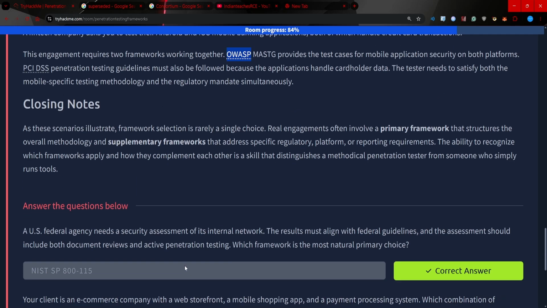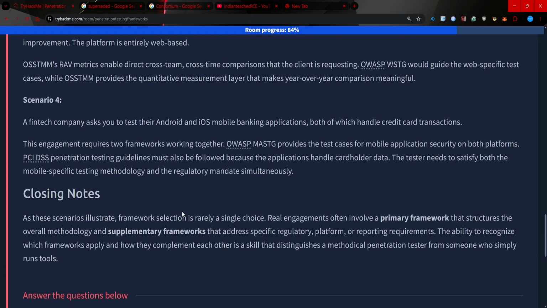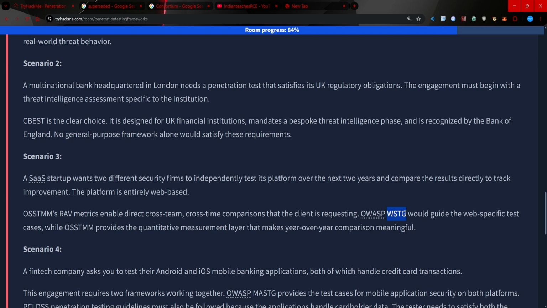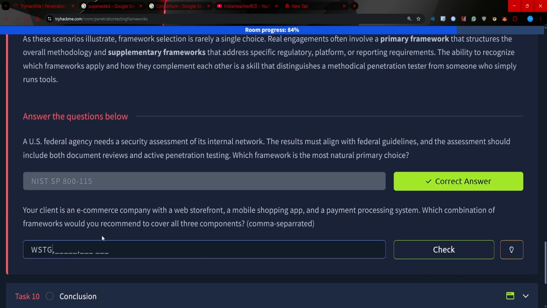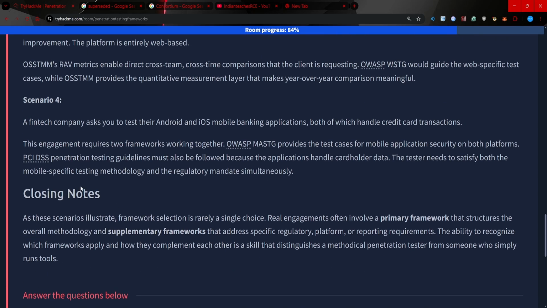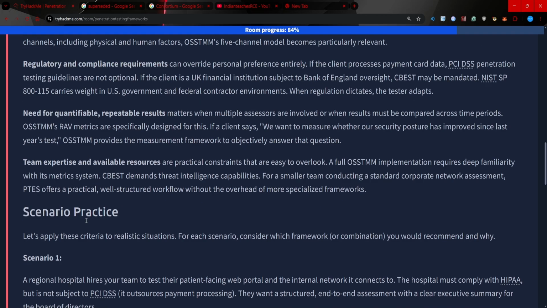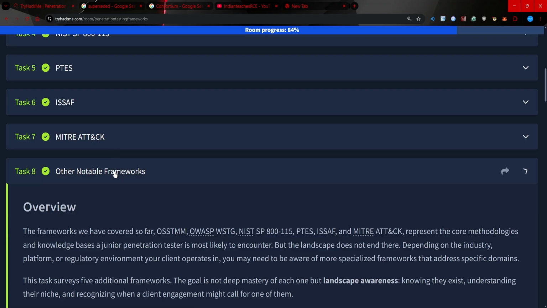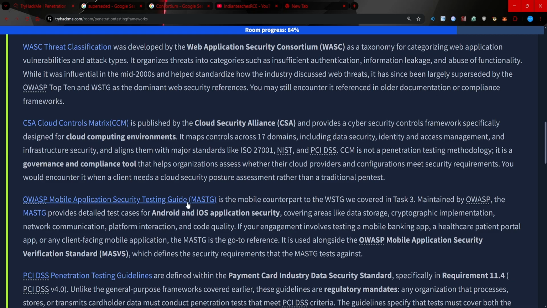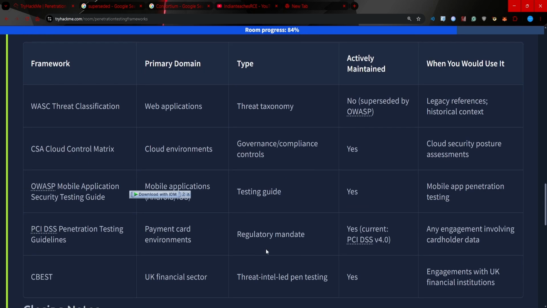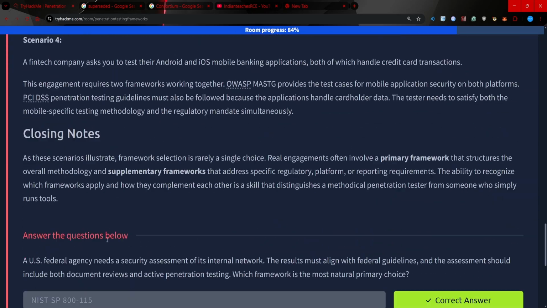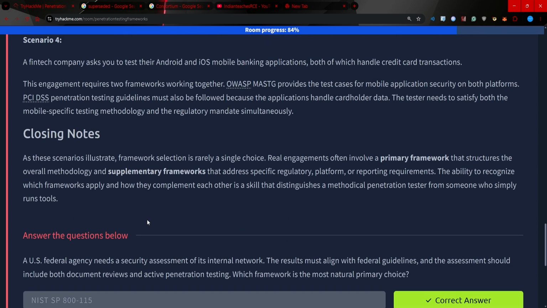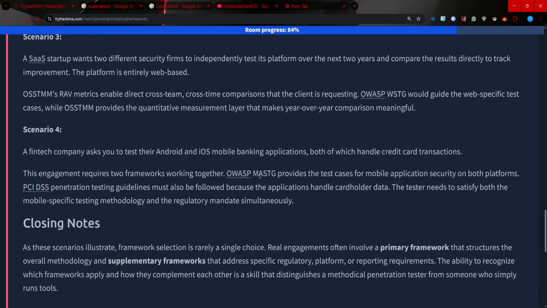Why can't I copy this? Okay. And now why is it not OWASP? Okay, you will go with WSTG. Sure, WSTG. Then for the mobile application, we'll be using the one we just read, OWASP MASTG. Exactly. So then we'll use MASTG. Yes, MASTG.